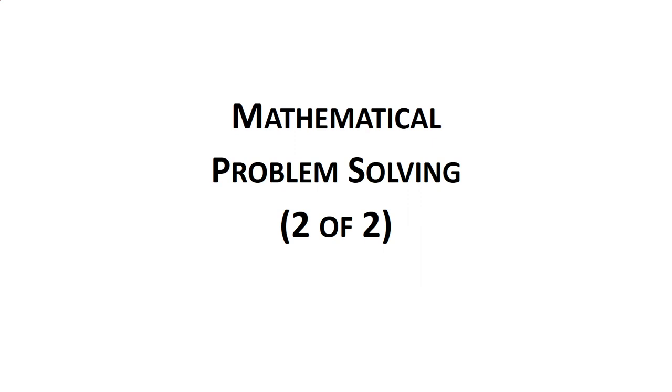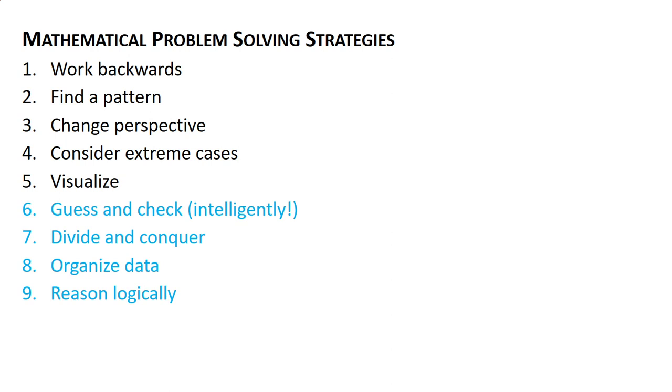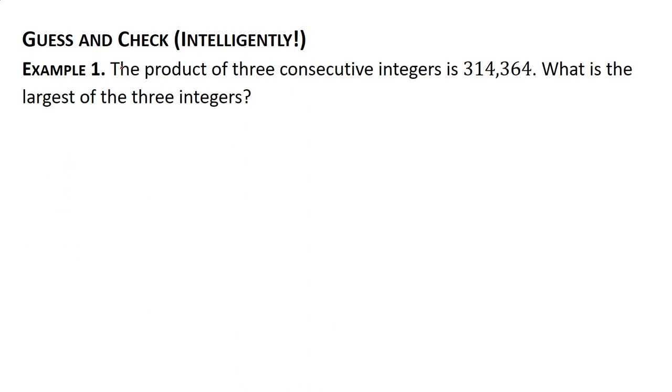Ituloy natin yung discussion natin sa mathematical problem solving. So, sa lesson na ito, we will do 4 problem solving strategies. The first one is guess and check, but we do so intelligently. This strategy is also known as trial and error. Pero again, dapat intelligently yung ating pag-trial and error, hindi lang random.